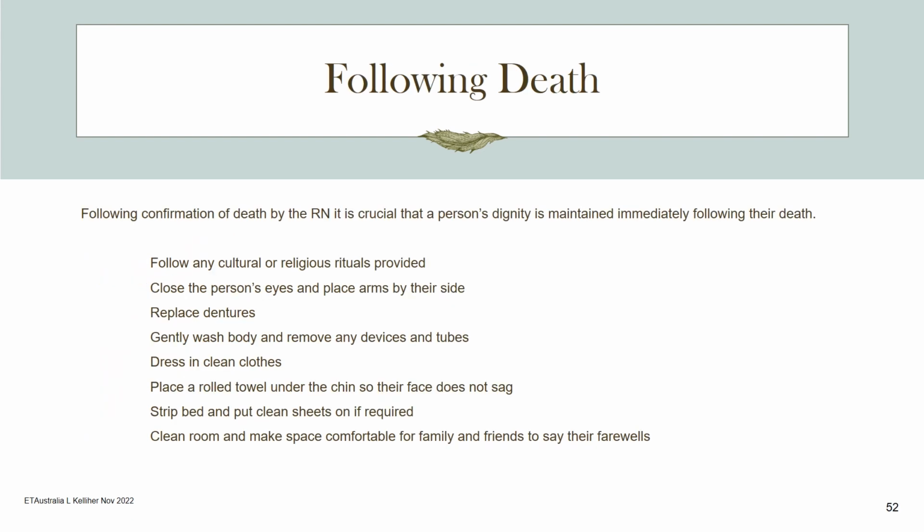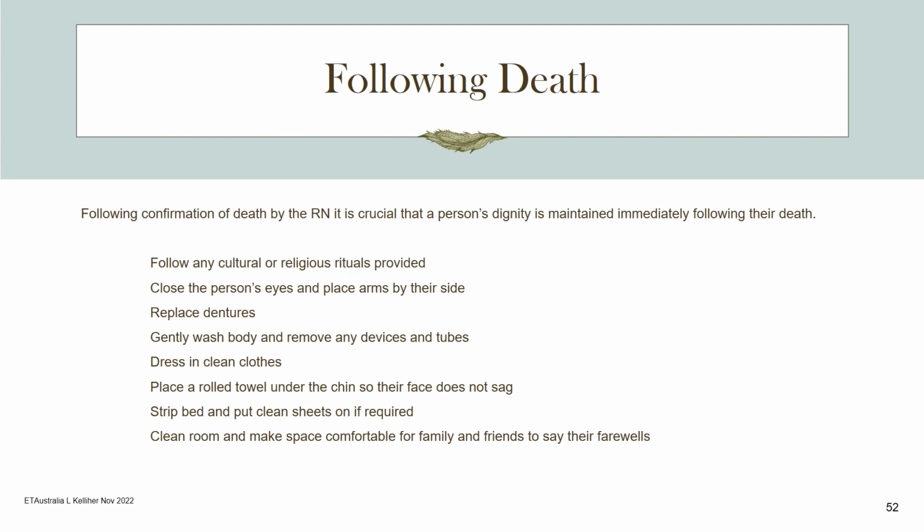Okay, following death. Following confirmation of death by the RN, it is crucial that a person's dignity is maintained immediately following their death. So follow any cultural or religious rituals provided. If there are any cultural or religious rituals, we will be told about it beforehand. You'll be told about it in handover. It will be general information for all the care staff. Mostly, if there would be any cultural or religious rituals, it would be the family that would be providing those.